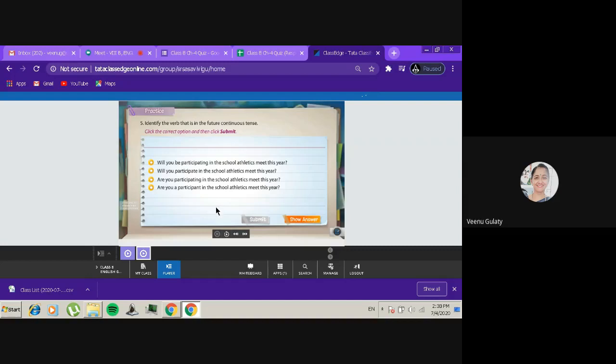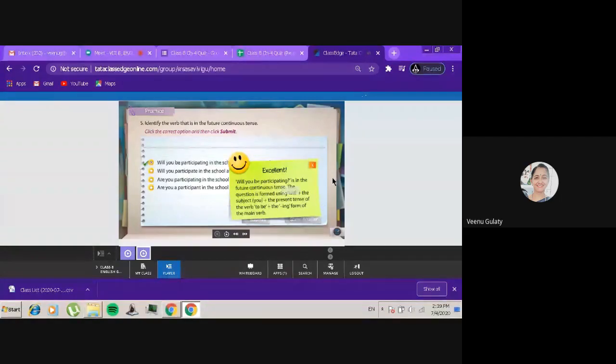Now I'm passing it over to any other boy. Rudraksh? Yes, ma'am. Okay, Peter. Will you participate in the school athletic meet this year? That's not correct. Think about how. Ma'am, will you be participating? Yes. Will you be participating in the school athletic meet? Excellent. Will you be participating is in the future continuous tense.